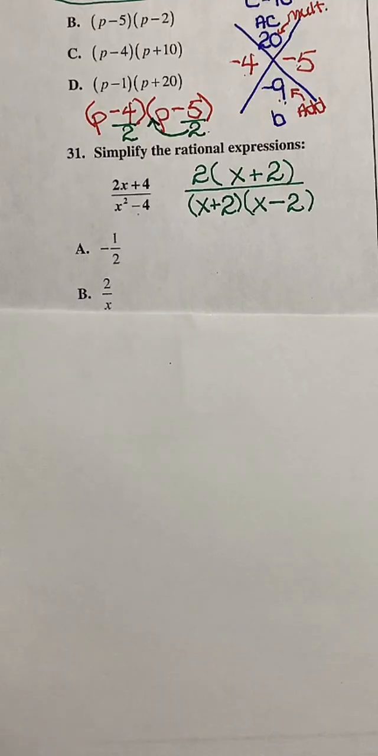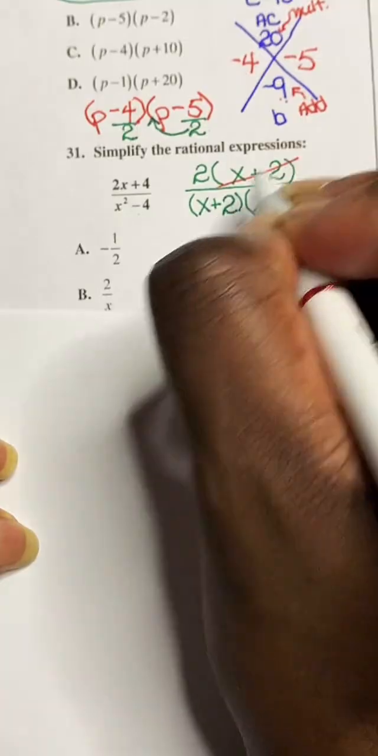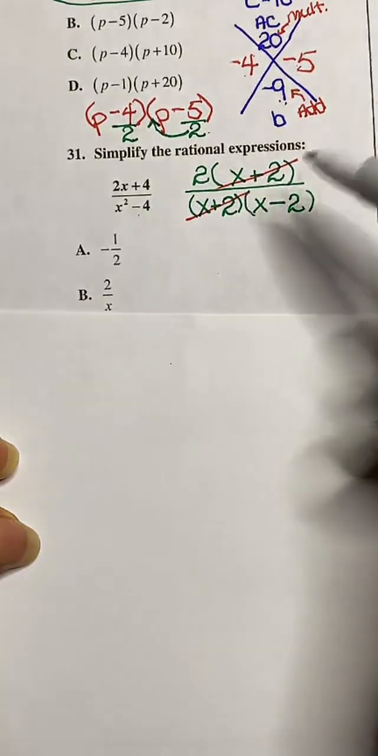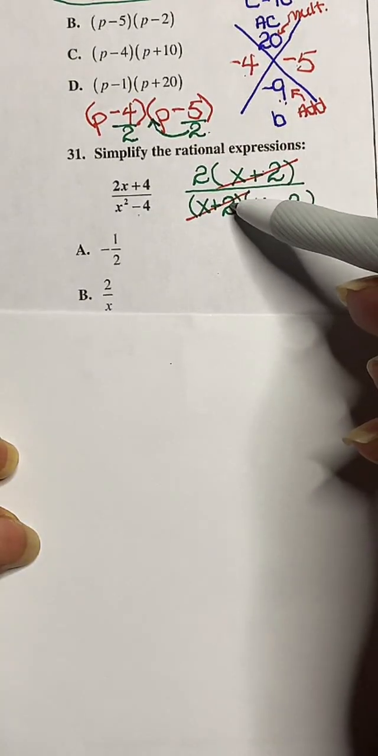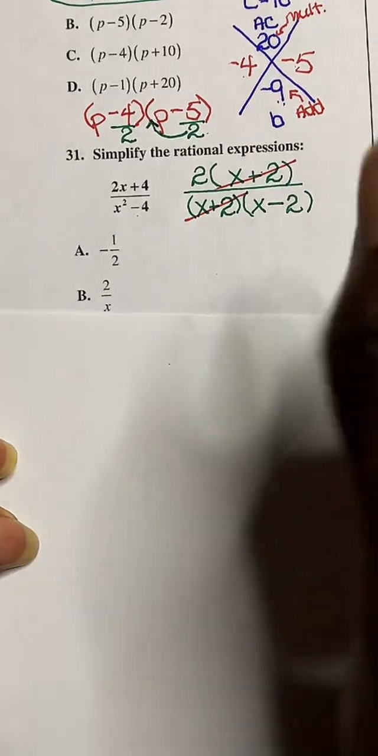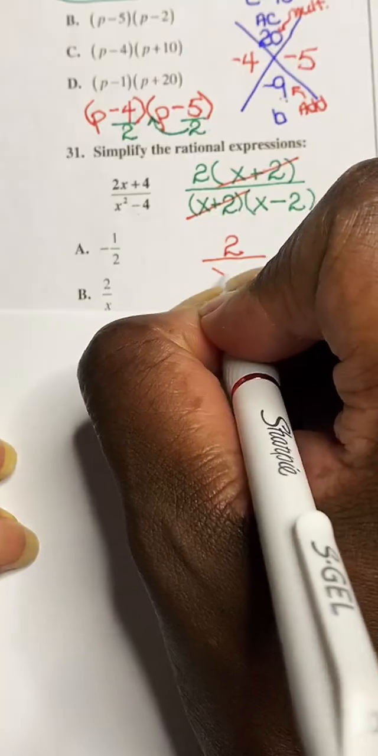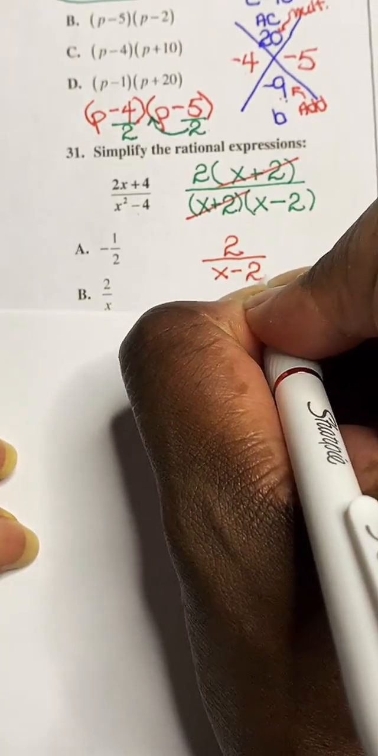So now I notice in the numerator and the denominator, they both have that x plus 2 in common. So when you have something divided by itself, it always equals 1. And we know 1 times anything is itself. So what's left over is going to be your 2 over x minus 2.